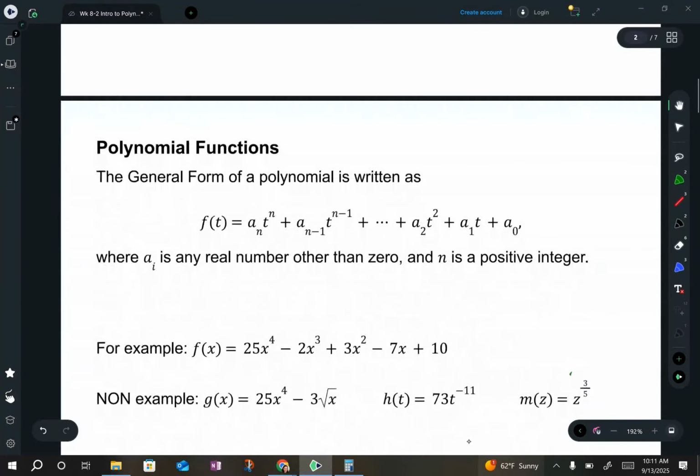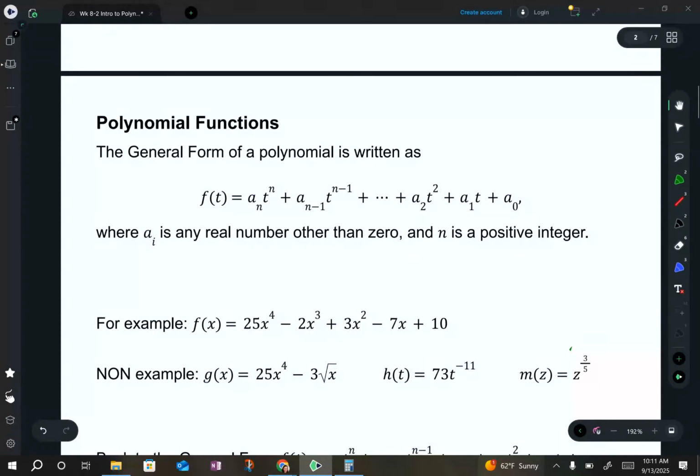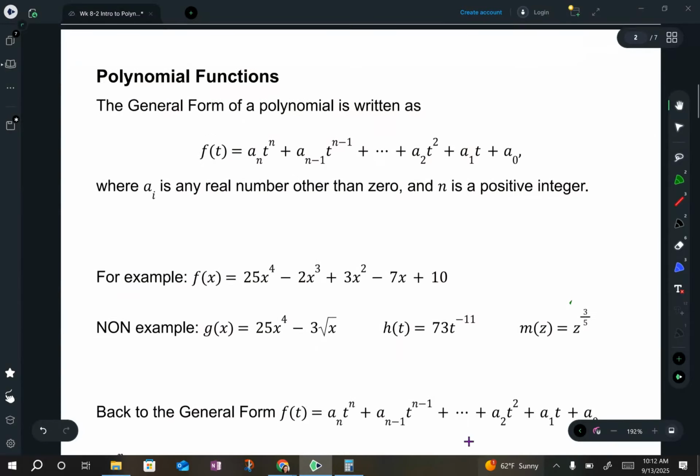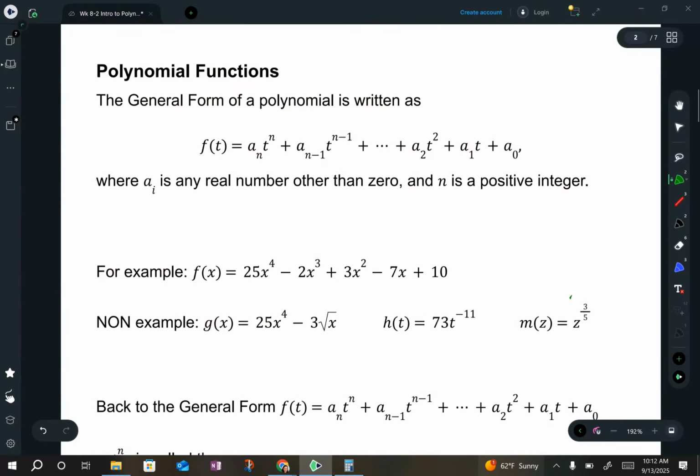So here's the official formal definition of a polynomial function, and it looks sort of worse than polynomial functions really are. In fact, they're actually quite easy to work with. Polynomial functions are of the form f of t equals a sub n t to the n plus a sub n minus 1 t to the n minus 1 plus all this other stuff, where the a_i are any real numbers, other than zero for a sub n, and n is a positive integer. So let's look at an example of a polynomial function and some non-examples to get a little bit better feel. This definition isn't super helpful sometimes.